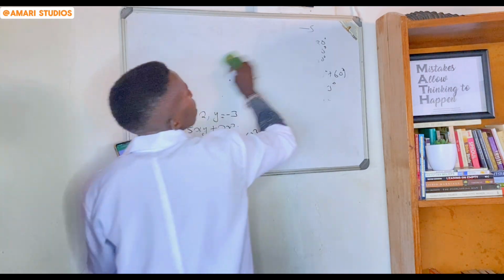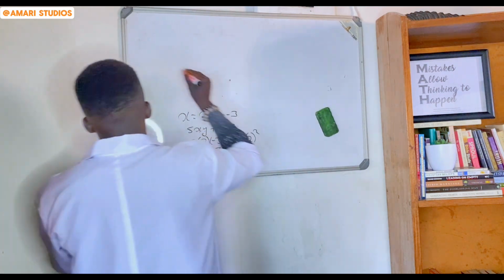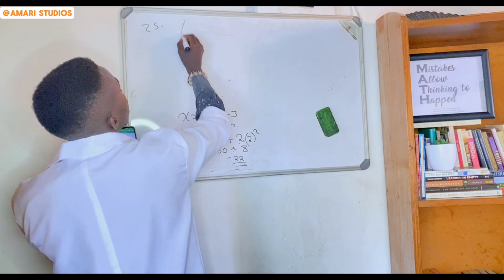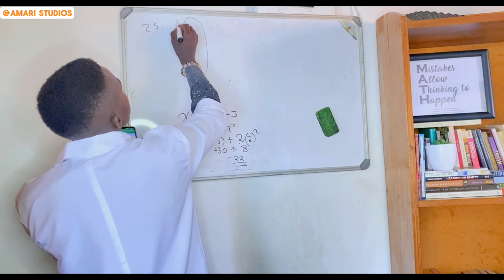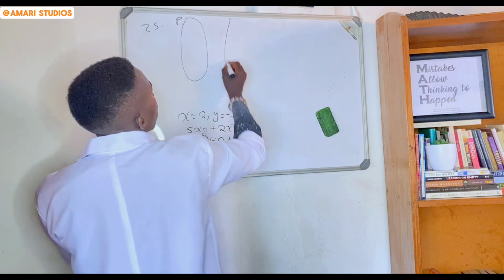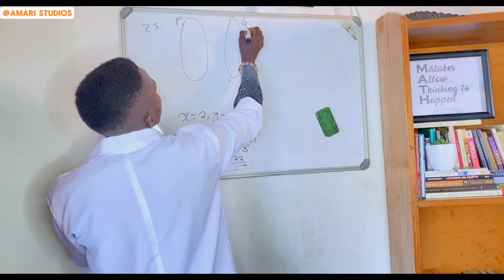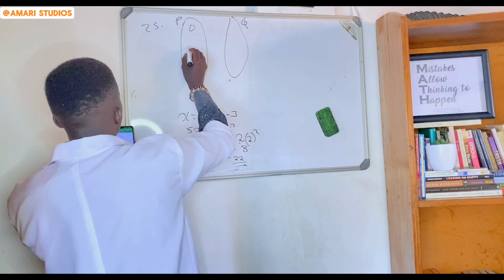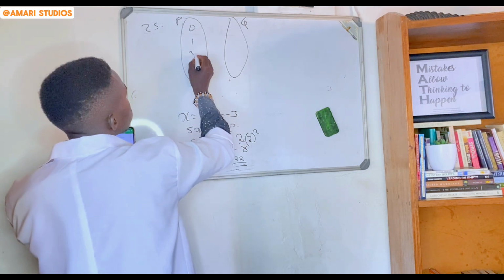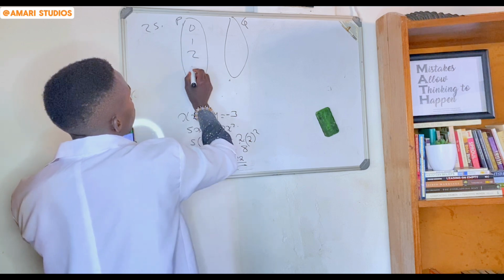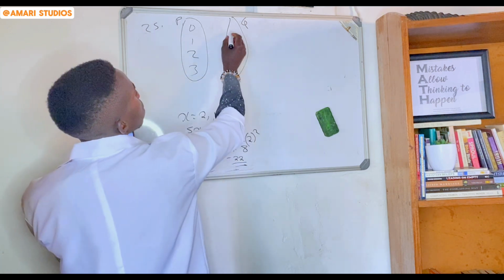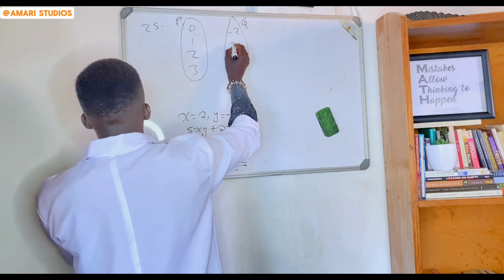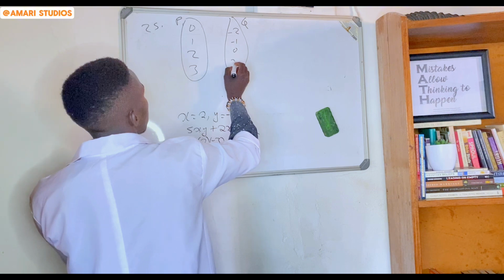Question 25 is saying, a mapping P is mapped onto Q. In P, we have 0, 1, 2, and 3. Then the mapping in Q, we have negative 2, negative 1, 0, and x.